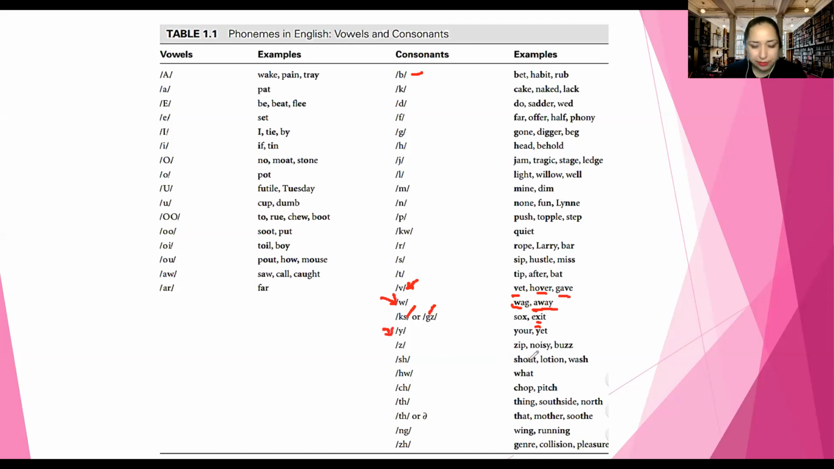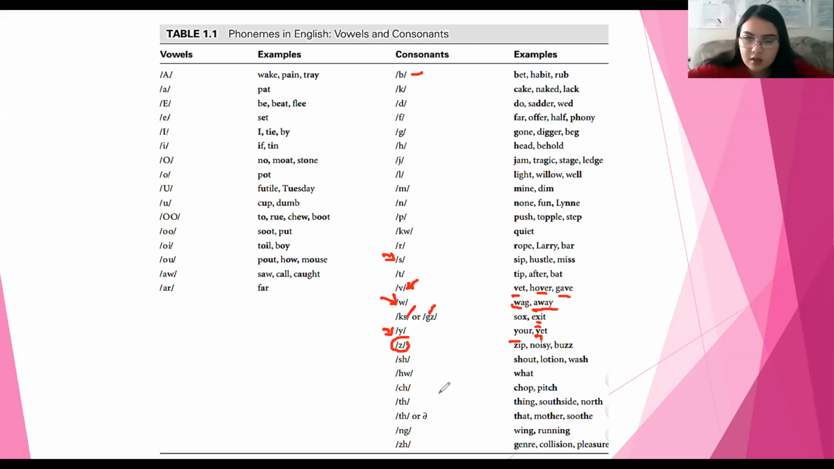The sound that gives us the Y is Y. It's like Spanish, like ye: yet. Isn't it good? Then Z is stronger than this one here. Z is like z, z. You put your tongue below your top teeth, very close to them. Z, so that's zip. That's the example: zip, noisy, buzz.